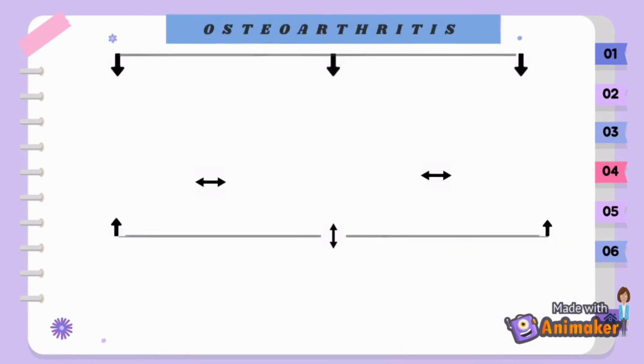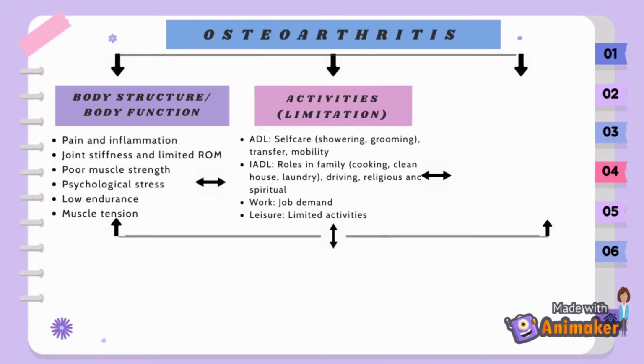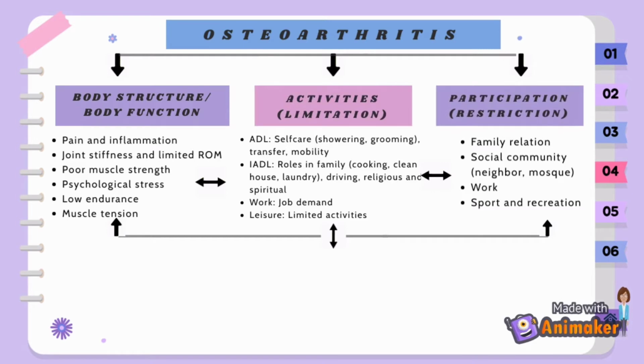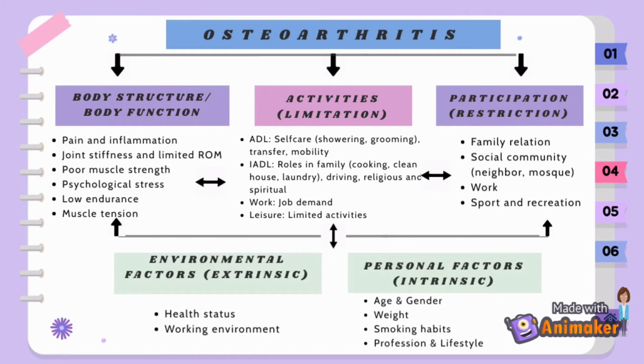Commonly, patients will have issues in body structure like pain, inflammation, joint stiffness, and limited ROM. So, patients will have limitation in ADL, IADL, work, and also leisure. It also affects participation in family relations, social community, work, and also sport. Environmental and personal factors are also interrelated to this health condition.